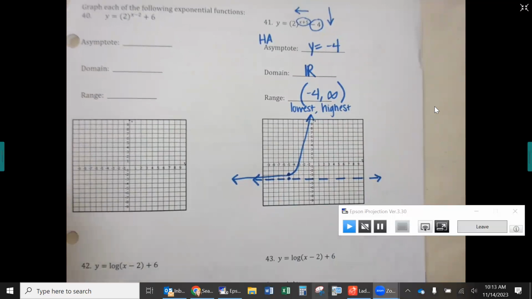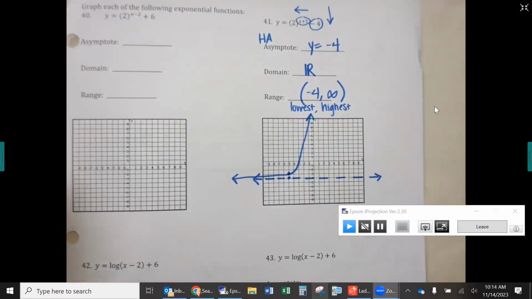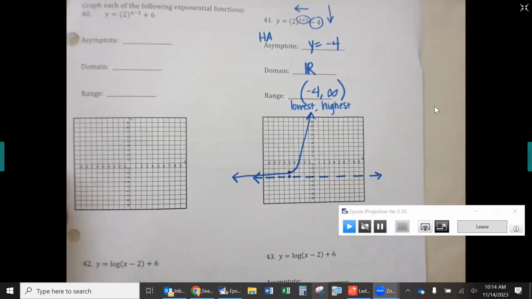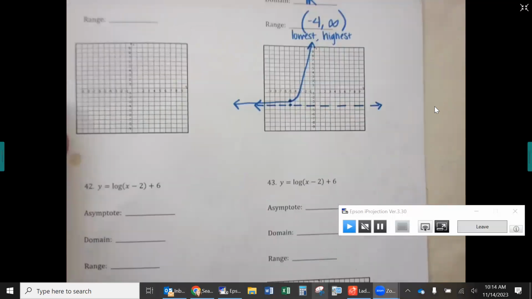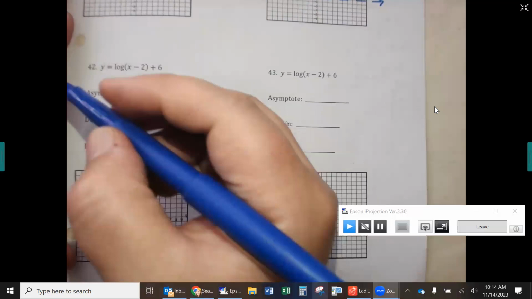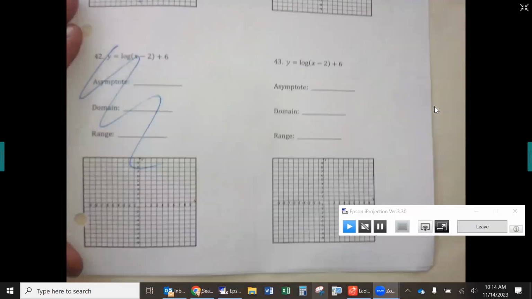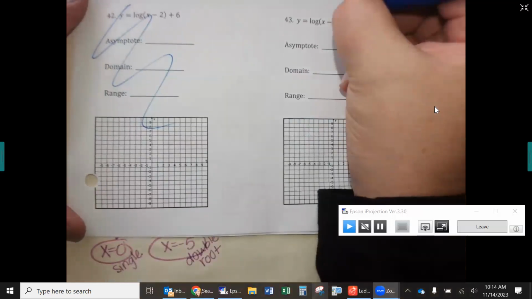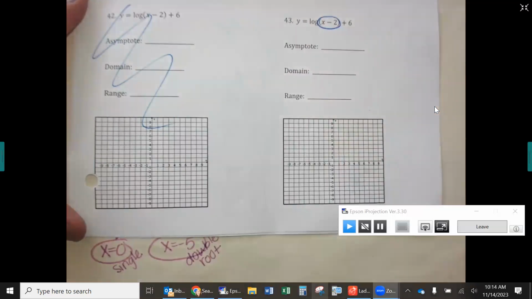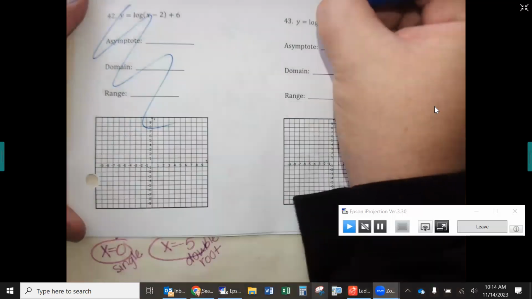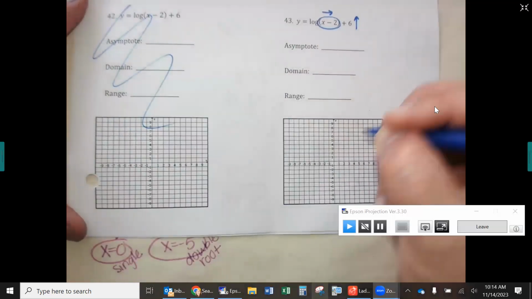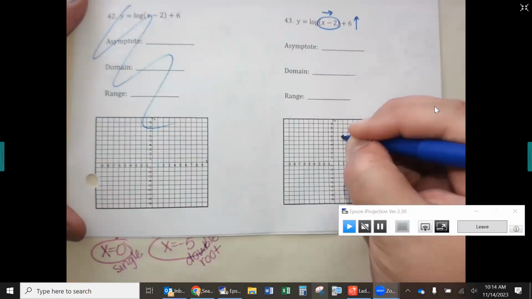Last one we'll do together is number 43. Okay, number 43, and oh, these are the same. Oh well. Okay, we'll do 43 and then just don't do 42 because it's a repeat. Okay, which way do we shift a -2? To the right 2. What about the +6? Up. So right 2, up 6.